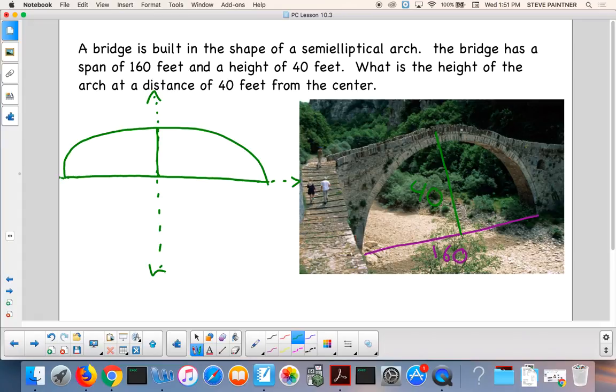Okay, so if we put that intersection point at 0, 0, tell me what this point is at the top of the bridge. 0, 40. Yep, the x value is 0, we're 40 feet up. Tell me a couple other points. 80, 0. We know the whole span of this bridge is 160 feet. We cut that in half, so we have 80 feet out here. How about this point?